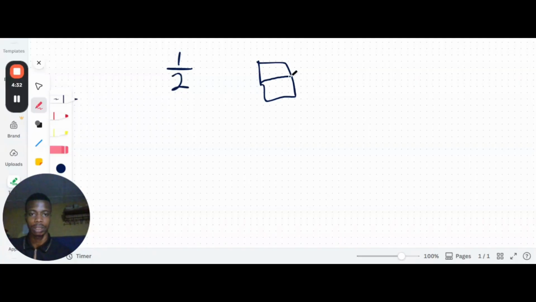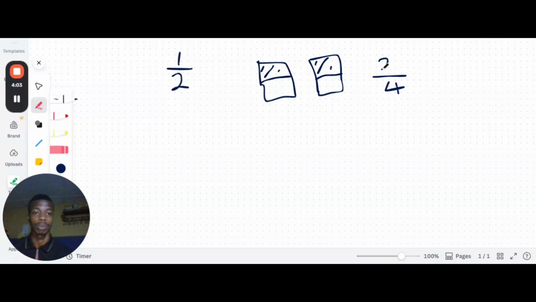Now, this is 1/2. I've shaded 1/2. Now, let's say we have another 1/2, right? And I shade another shaded 1/2. What do we have in total? 1, 2, 3, 4. The denominator is 4. The shaded portions, 1, 2.